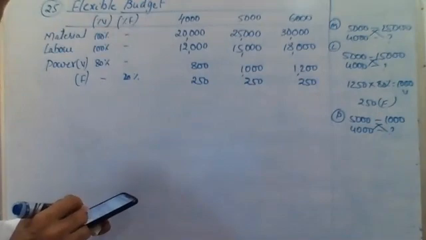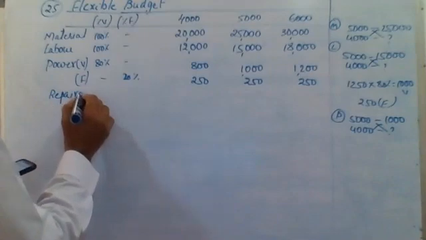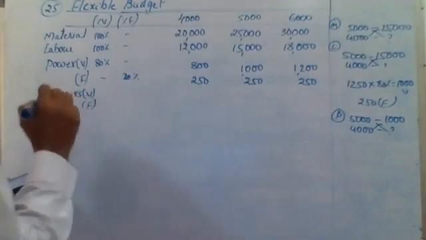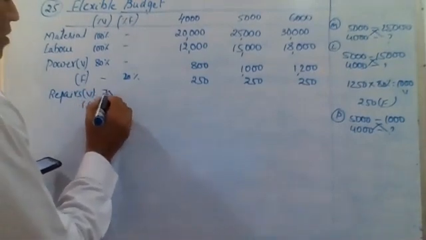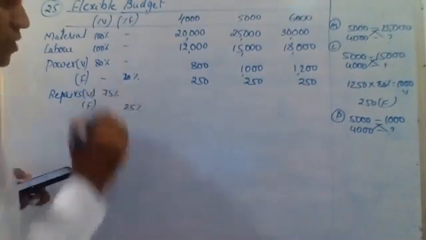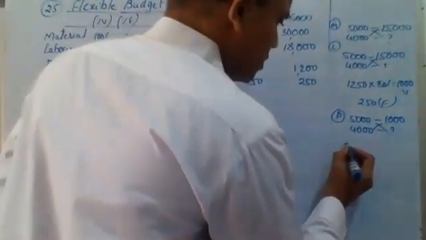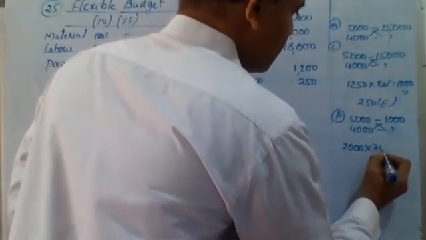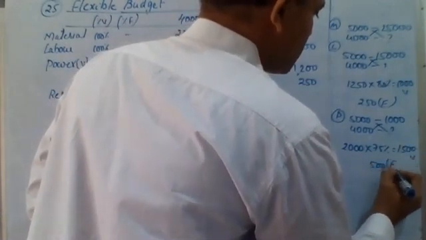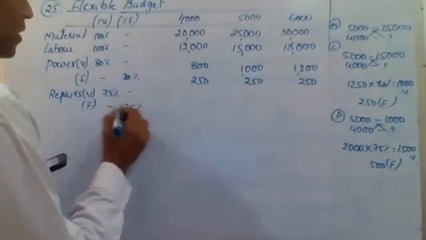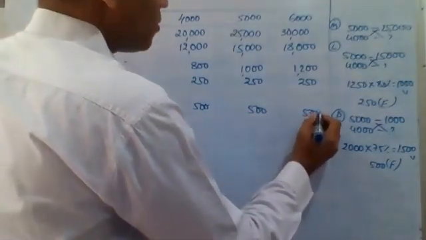Then after power, we have repairs. Repairs also, I will go in the same fashion. We have variable component and fixed component. He says 75% is varying, so 25% is fixed. The total amount of repairs is given as 2000 rupees. So 2000 means 75% means 1500 is variable. So 500 is fixed. I'll write 500 is fixed.